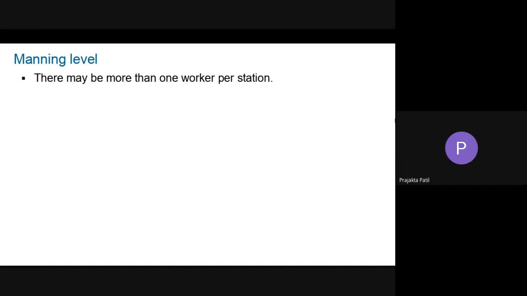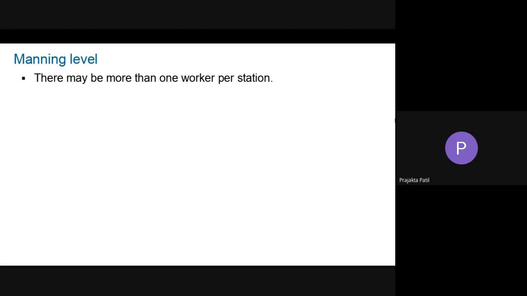Okay, this is not a value that will be expressed in percentage or anything like that. No, it does not even have any unit. So if you consider an automobile final assembly line, there are stations wherein they require multiple workers at one particular station. There are situations wherein you'll either have one person working at one station, or there are two, three workers working at one single station. So in that case, the manning level will be 2 or more than that.